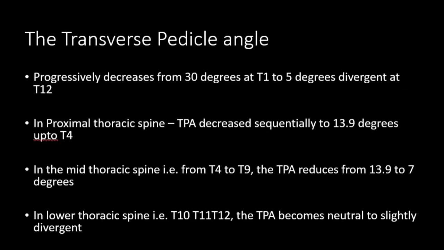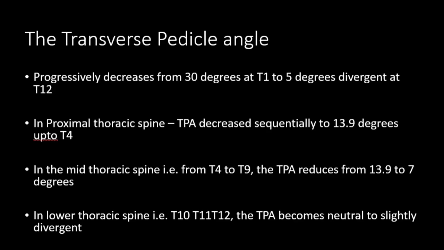The transverse pedicle angle is also pretty variable. You can see that the angle theta, or the transverse pedicle angle, or TPA, decreases from 30 degrees at T1 to 5 degrees divergent at T12. So in most of the vertebrae it is convergent, at T10 and T11 it becomes almost straight, and at T12 it becomes slightly divergent, 5 degrees divergent, that is outward.